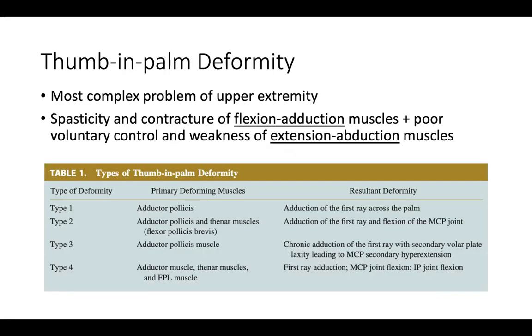And then moving into the thumb and palm deformity, which is probably the most complex problem of the upper extremity in patients with CP. And it's caused by that imbalance across the thumb. So you have tight flexion and adduction muscles, and then weak extension and abduction muscles. And originally described by House, there are 4 types of thumb and palm deformity. So type 1, patients just have adduction of the first ray. In type 2, they also have flexion of the MCP joint. In type 3, chronic adduction of the first ray over time leads to laxity of the MCP joint volar plate and secondary hyperextension of the MCP joint. And then in type 4, they have adduction, MCP joint flexion, as well as IP joint flexion.